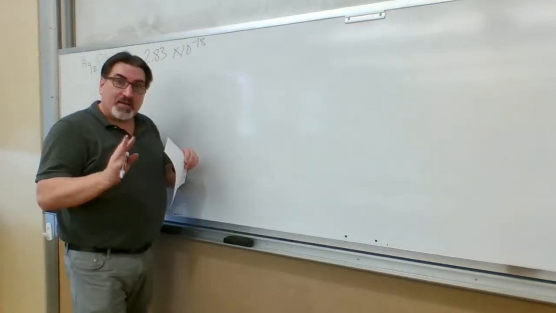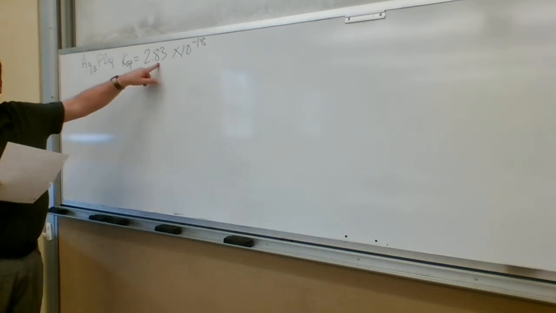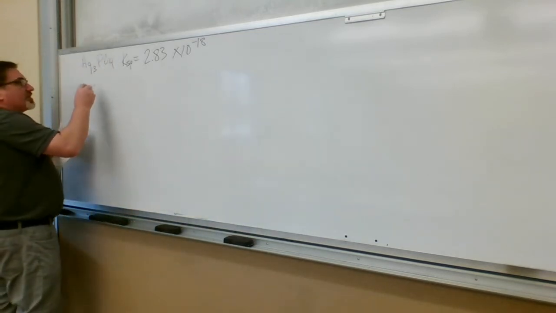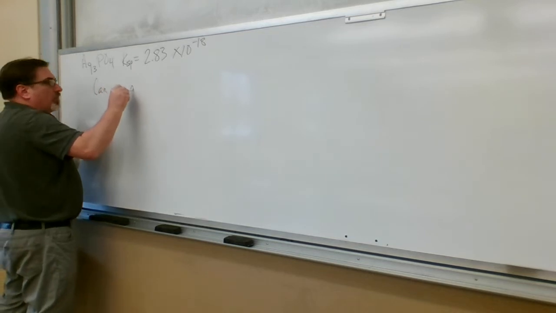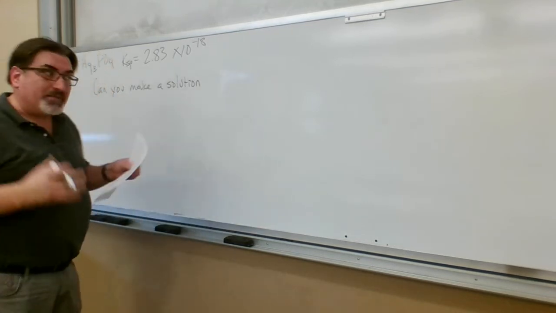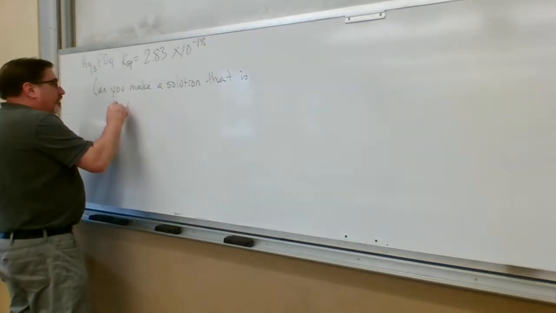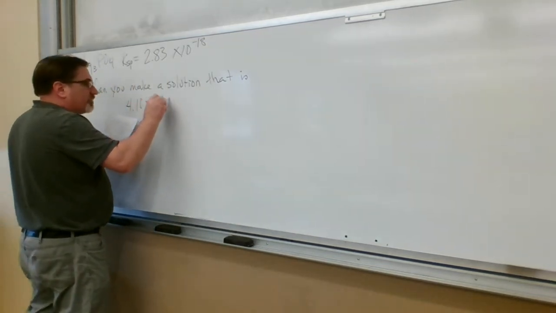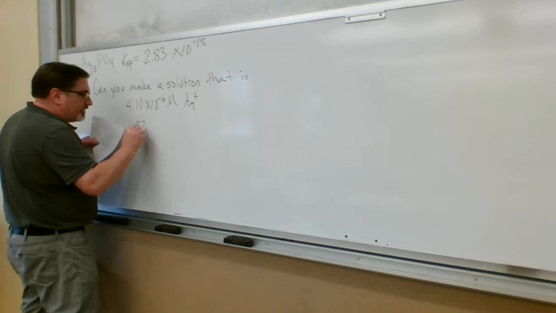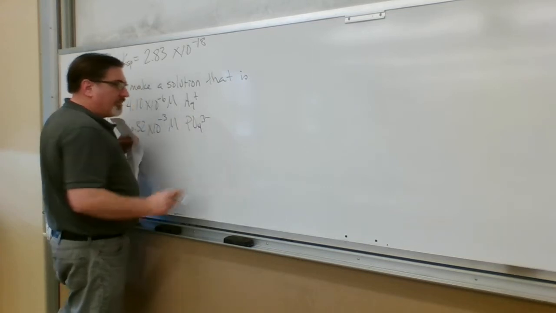Okay, so now slightly different type of Ksp problem. We just calculated that the Ksp for silver phosphate is 2.83 times 10 to the minus 18th. So we know that number. So now our question is, can you make a solution? Is it possible to make a solution that is 4.10 times 10 to the minus 6 molar Ag+ and 6.32 times 10 to the minus 3rd molar PO4 3-.